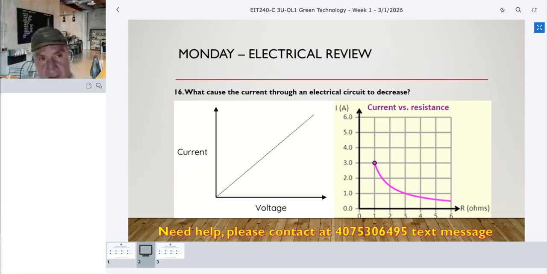Again, what is the answer for number 16? The question is, what caused the current through an electrical circuit to decrease? You have two answers. The first answer is when my voltage decreases. The second answer is when my resistance increases. Pretty much this is the answer, and the graphic shows the idea.